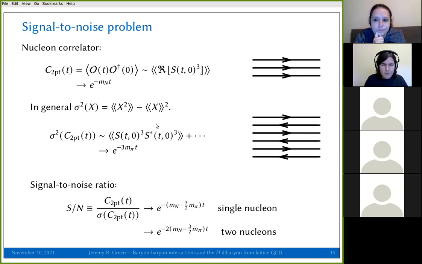So in the end, when you form the signal to noise ratio, this is something that will decay exponentially with the nucleon mass minus 3/2 the pion mass times T. And so we like to go to large times to eliminate the excited states, but unfortunately we have a noise that's growing exponentially relative to the signal. And when you go to 2 nucleons, this problem squares and it becomes much worse. And so this is why, well, part of the reason why, nucleon-nucleon interactions are very difficult.